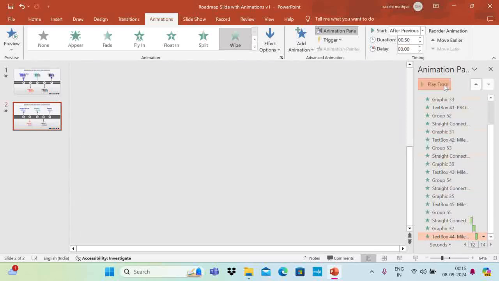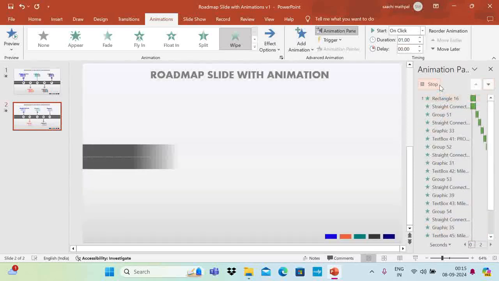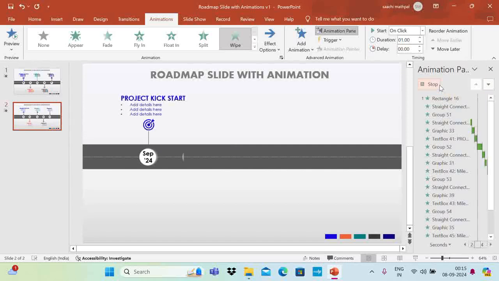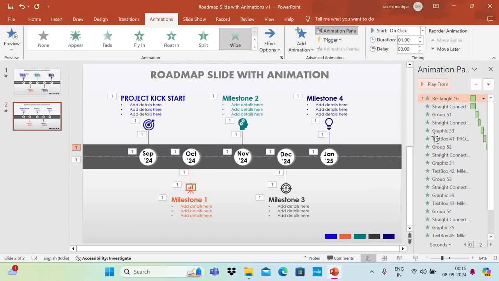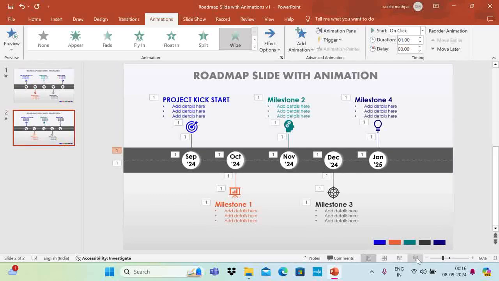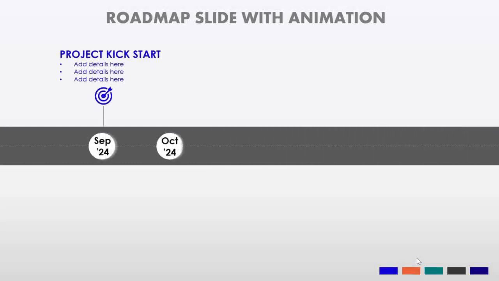Okay, now let me see how this comes. So start from here and say play from. So this is how it comes. So now I have said after previous. That's why you see it comes one after another. All right, that's how you can test it before I go and do a PowerPoint presentation mode. So close it and let me do a presentation mode. So here is a roadmap slide. Here is a road, and after that I have different months coming one after another and the various milestones.